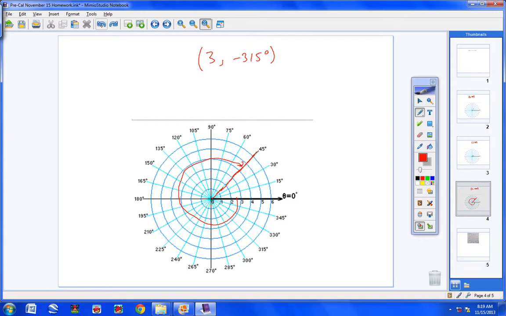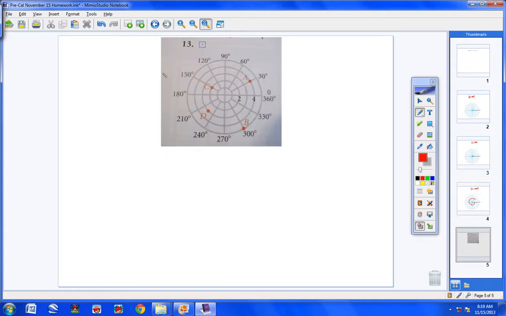How do you know that, Mr. Earhart? Because my number right here is a positive 3, so I know I'm going to be out 1, 2, 3. There we go, positive 3. It's just that simple. Rotate 315, and then I use the positive part of my axis. Now if this had been a negative 3, then I would come down here and use the negative part of my ray. All right, moving on to number 13.